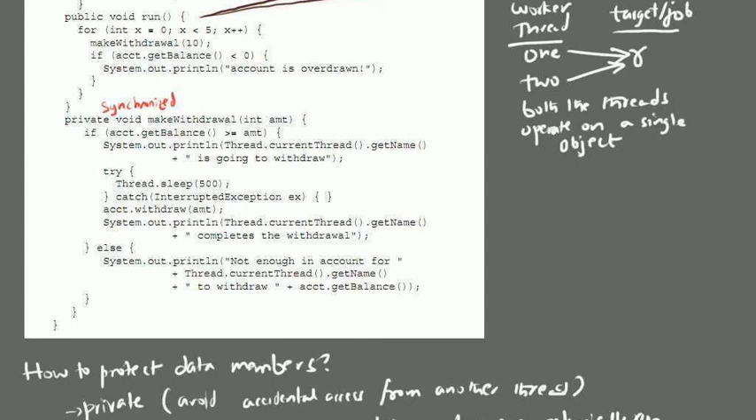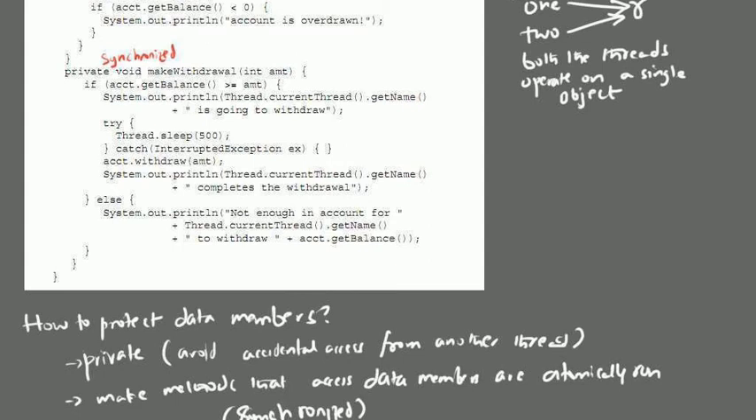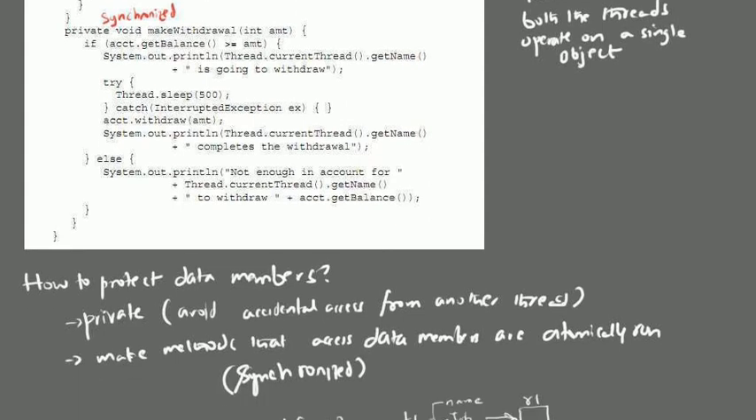Now B would come in and withdraw the same $10, making the balance minus $10. So there's a problem there, right?